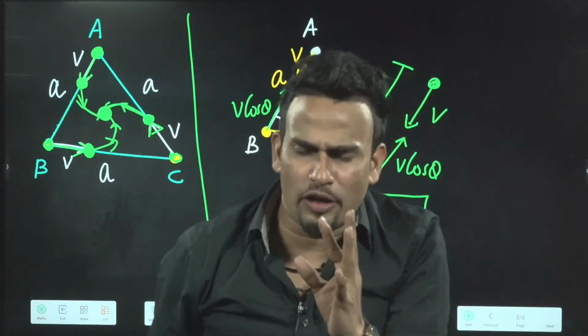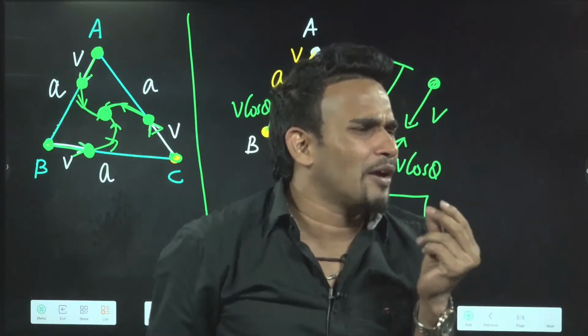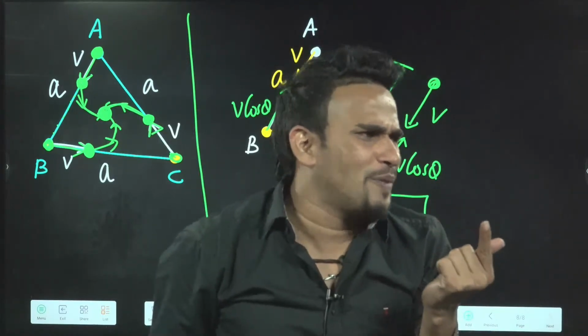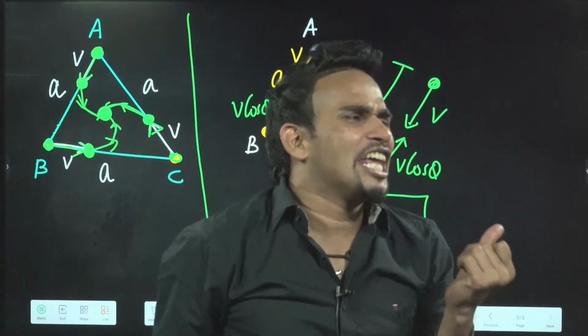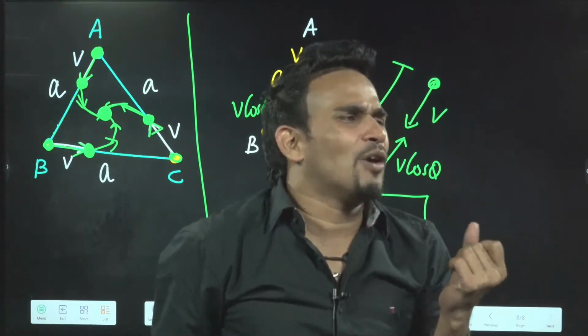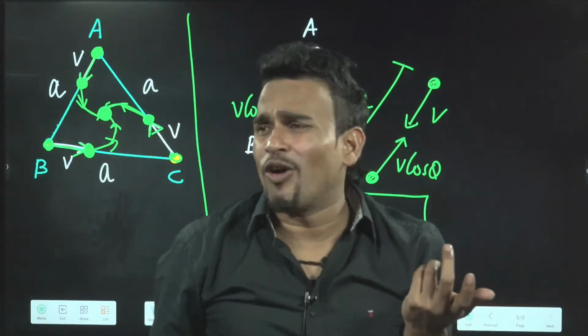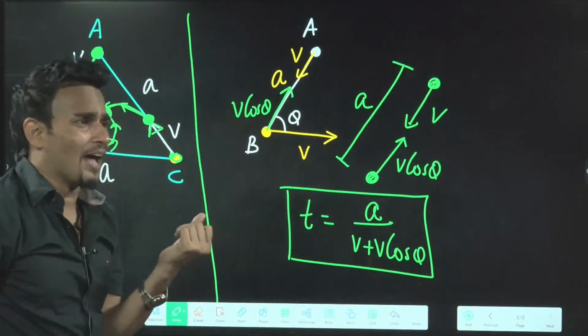Come on, everyone tell me the time. What is the time taken? T will be equal to a by V plus V cos theta. If you cannot type, you have to speak it in your room. T equals a by V plus V cos theta.